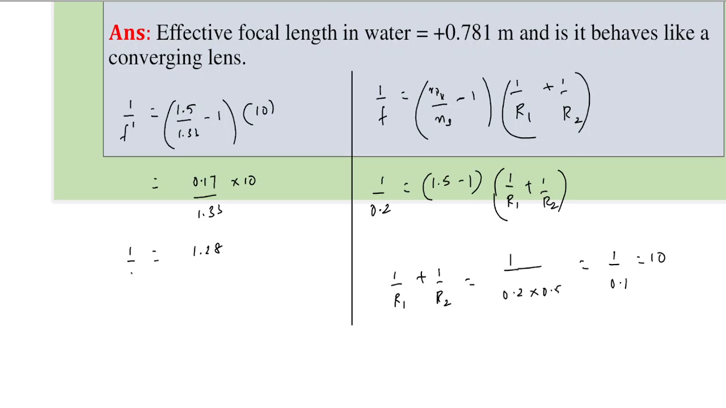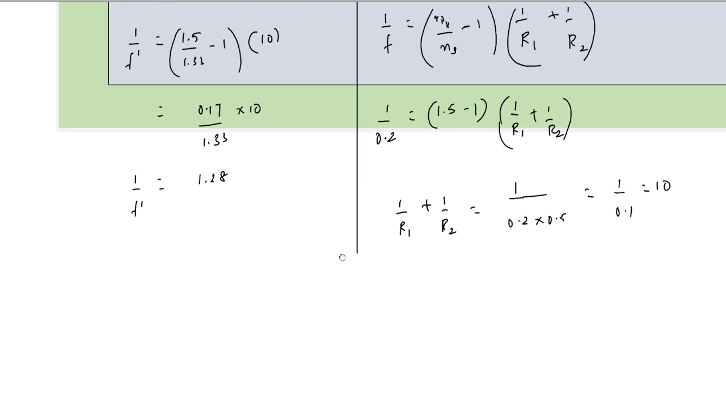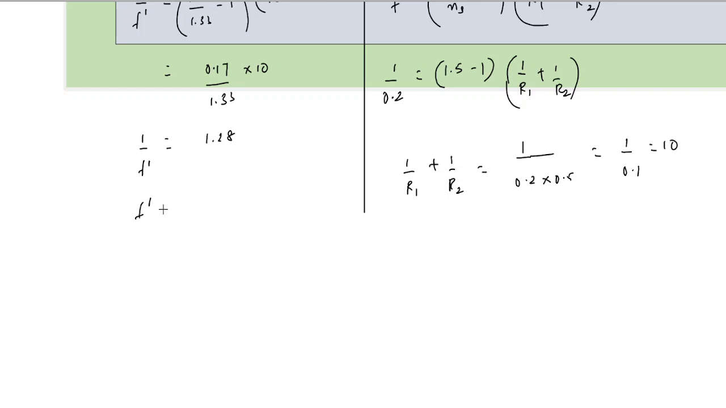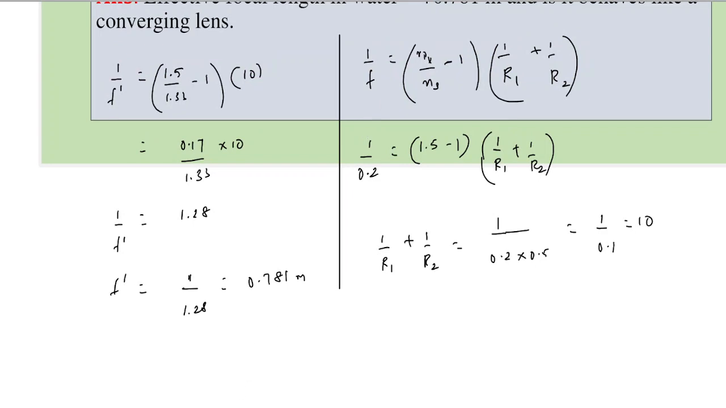So this is 1 by f dash, but we need to find f dash. So f dash from here would be 1 by 1.28, and that is equal to 0.781 meter, because we started from here where f itself was in meter. So since this was in meter, this would be in meter only. So the focal length is positive. It means the lens behaves like a converging lens.